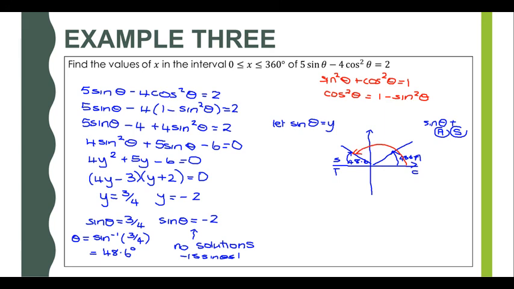and this angle I find by doing theta is equal to 180 take away 48.6, which gives me 131.4 degrees to 1 decimal place. So my solutions in the given range are theta is equal to 48.6 and theta is equal to 131.4 degrees.